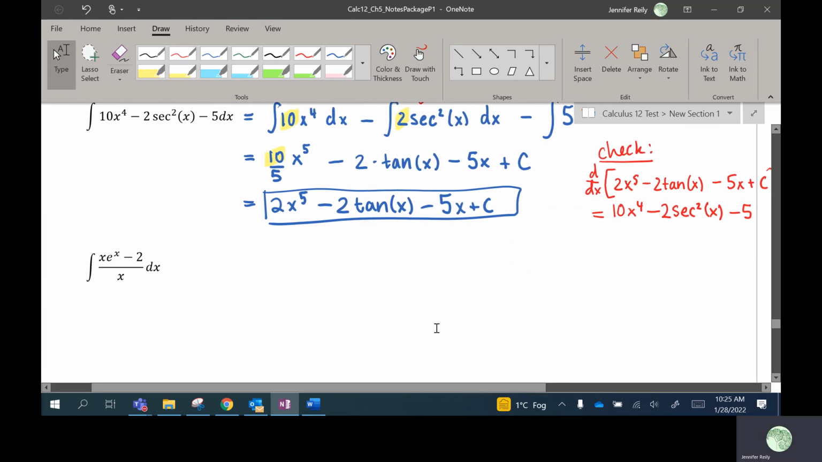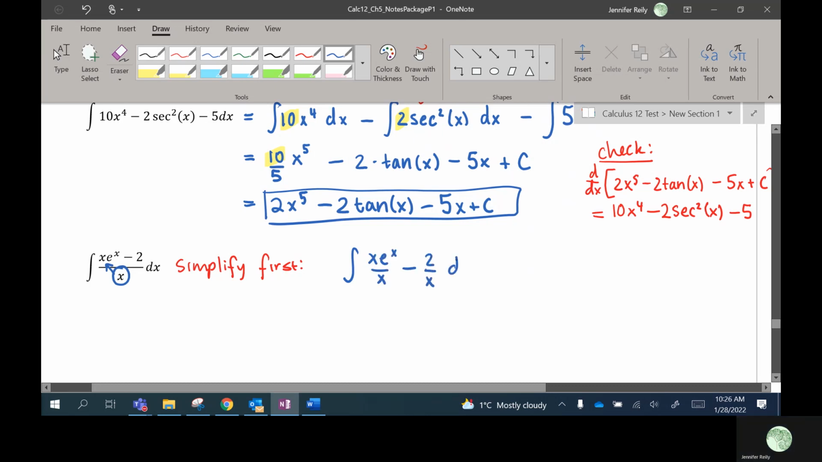Okay, let's do this one. Now, we don't have a rule yet for any quotients. Here we have a quotient or a division. So we need to simplify it first and break it up. Okay, so we can actually write this as two separate fractions, if there's only one thing in the denominator. I'll show you. x e to the x over x minus 2 over x. That's because with a common denominator, you can simply put those back together and it would be one fraction again.